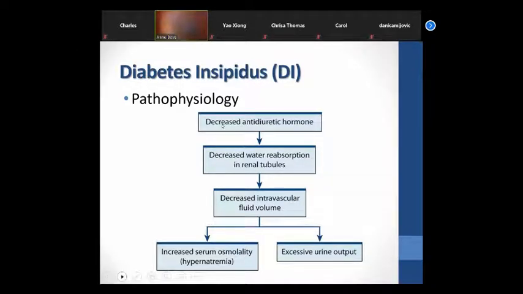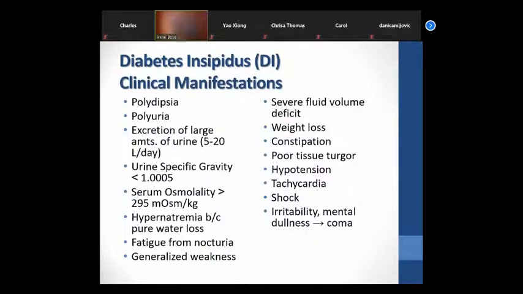So people with diabetes insipidus will have clinical manifestations presenting with polydipsia, polyuria. Polydipsia, you're thirsty. Polyuria, you're putting out a lot of urine. You have large excessive amounts of urine, and that's no exaggeration, of 5 to 20 liters accordingly.